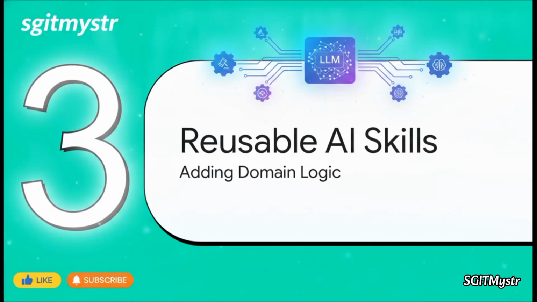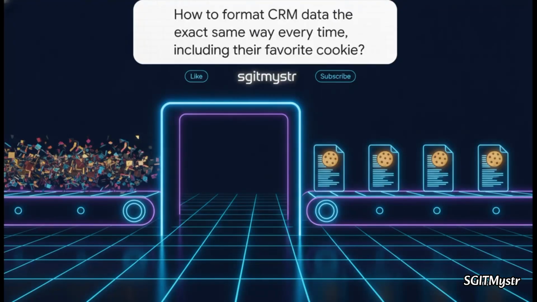Moving right along to section 3, reusable AI skills. Now, while MCP handles external data beautifully, we still need a way to teach the LLM repeatable domain knowledge. Let's say MCP successfully pulled those customer records from our CRM. Awesome. But now our sales team is demanding that this data be formatted perfectly, the exact same way, every single time. And if you've spent any time with LLMs, you know they are inherently non-deterministic. They love to change things up just for fun.